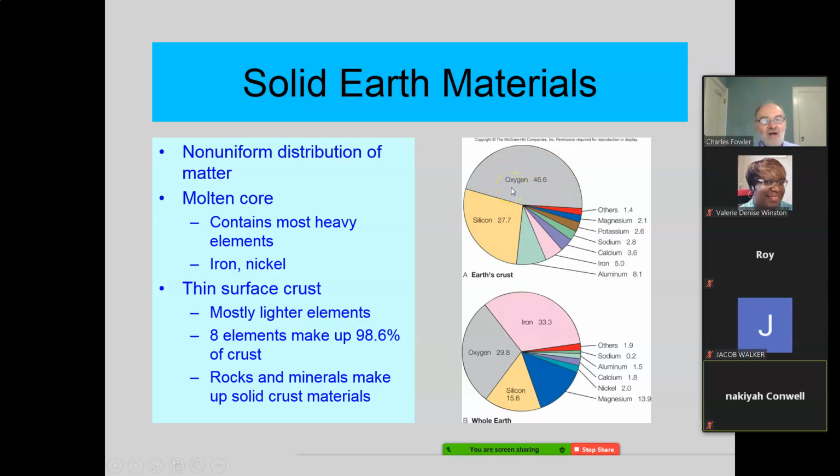Oxygen. Almost half. Wait a minute. Time out. Isn't oxygen a gas? When oxygen is alone, yes it is. At normal temperatures and pressure, elemental oxygen is a gas. This oxygen is not in an elemental form. This is oxygen that's combined with other things. Well, what other things, you might ask?